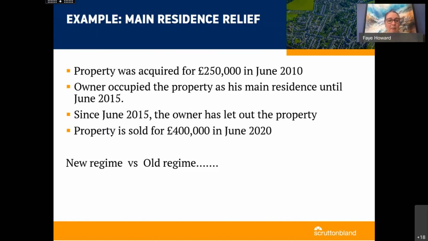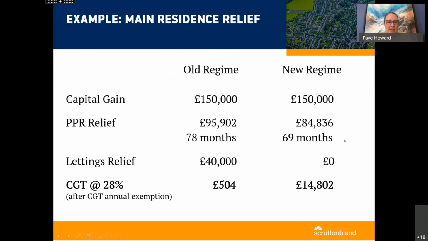So we have in this example a property which was acquired for £250,000 in June 2010. It was occupied by the owner as their main residence until June 2015. Since June 2015, the property has been let, and it was sold in June 2020 for £400,000. So I just wanted to quantify what that difference actually looks like. In both situations, we have a capital gain of £150,000.